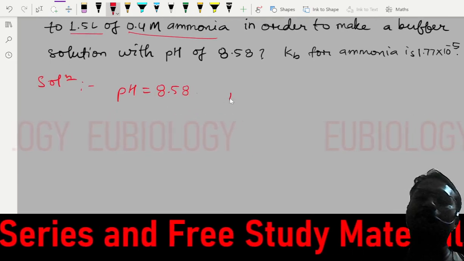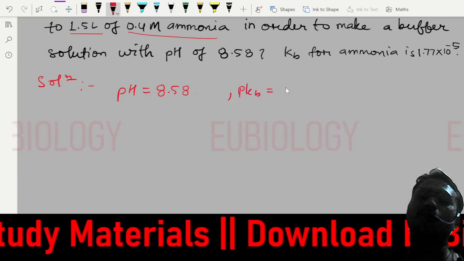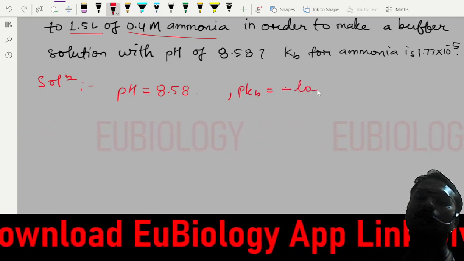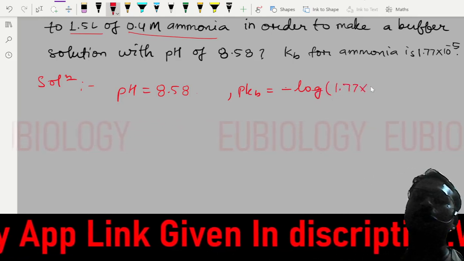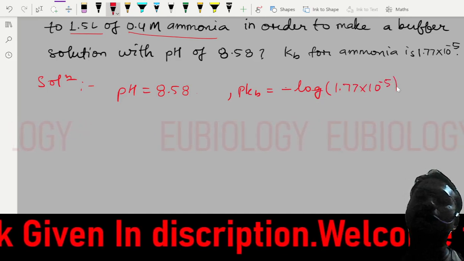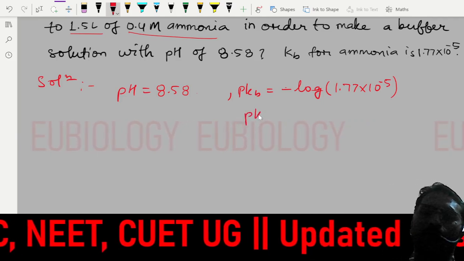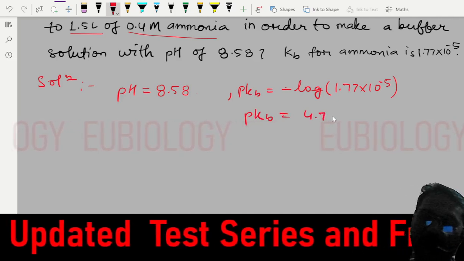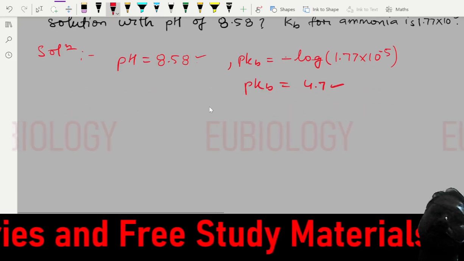The pKb, how will you find it? Again, minus log of Kb. So minus log of 1.77 into 10 power minus 5. You can calculate. So pKb is coming around 4.7. So you got this. You have the pH. Now put the formula, get the answer.